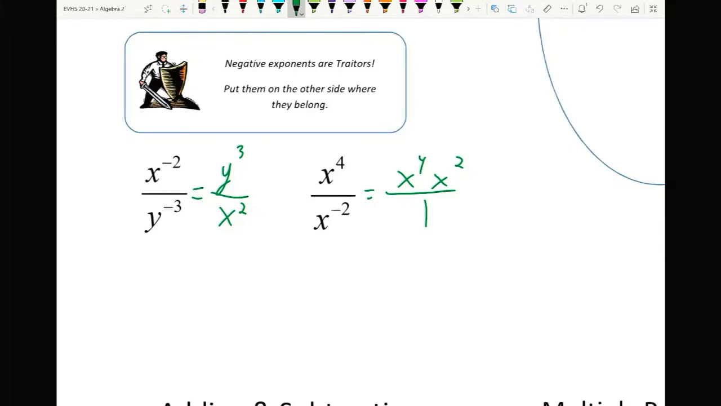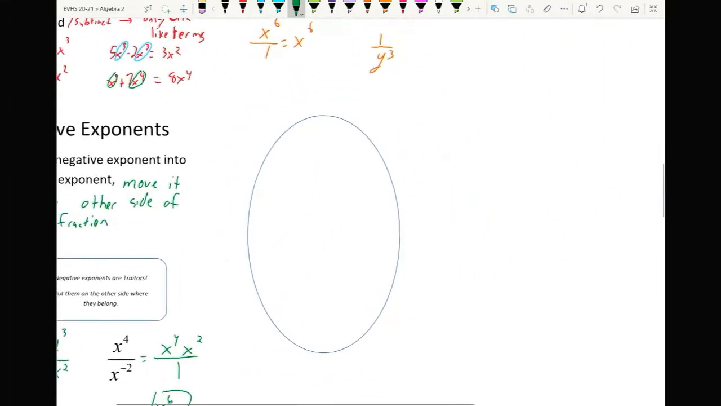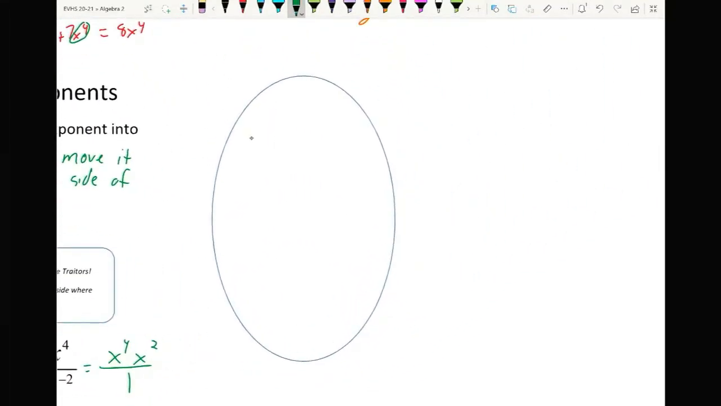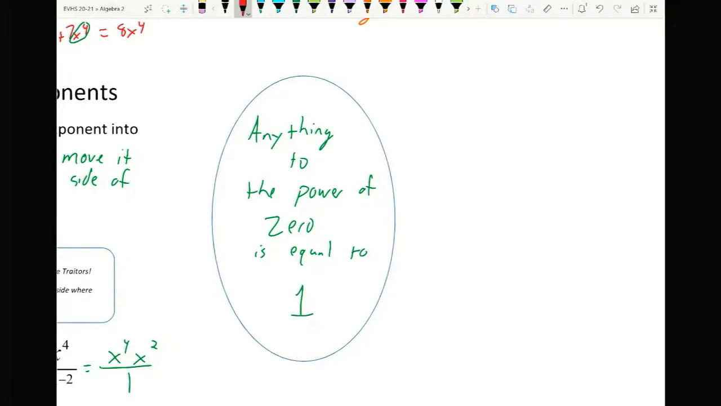Now, that gets simplified down to just x to the 6th power. So there's my answer, x to the 6th. Okay, second half of that page. Anything to the power of 0 is equal to 1. Now, that means x to the 0 power is 1.